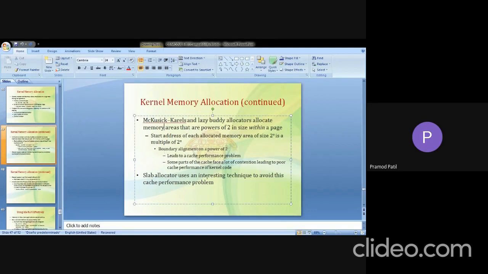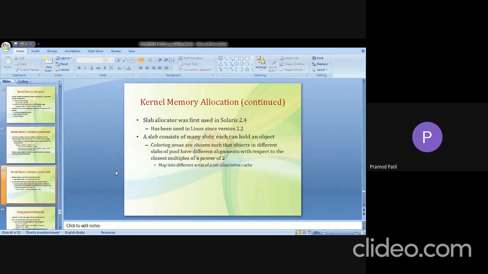Then the slab allocator is an interesting technique to avoid this cache performance problem. The slab allocator has come up with an interesting technique that avoids the limitations which happen in the case of the McKusick-Karels and lazy buddy allocators. The slab allocator was first used in Solaris 2.4, which is an OS. It has been used in Linux since version 2.2. A slab consists of many slots, and each can hold an object.